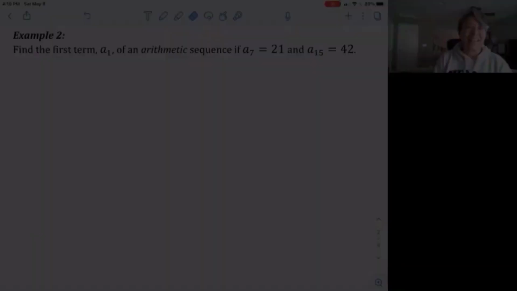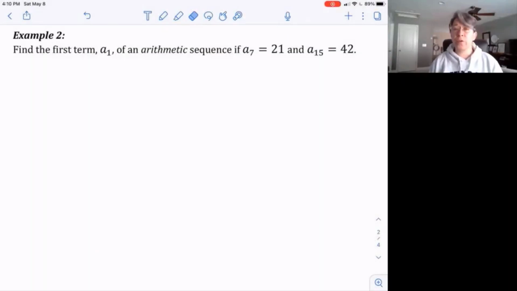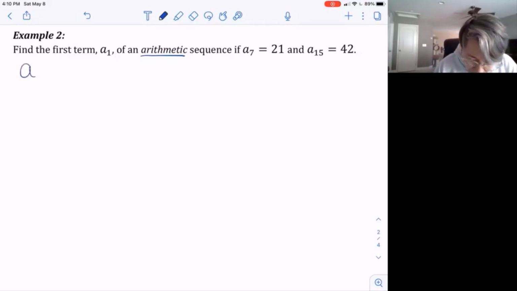In example 2, they want us to find the first term, a sub 1, of an arithmetic sequence, but they're giving us 2 values of that sequence. So a couple of hints. First of all, they're telling us that it's arithmetic. If they only gave us 2 random points, we wouldn't know if it's arithmetic, geometric, or neither. So they would have to give us that information, and we know that formula. A sub n is a sub 1 plus the common difference times n minus 1.